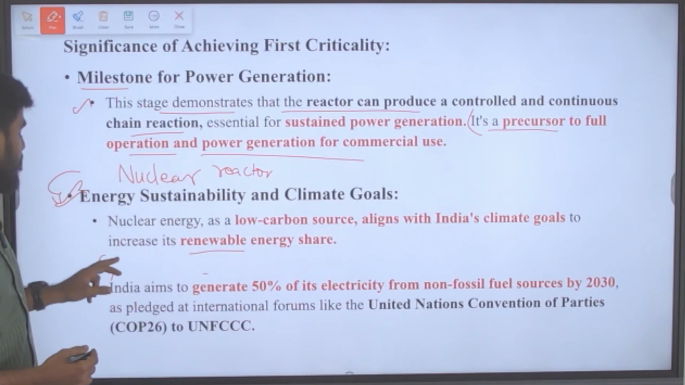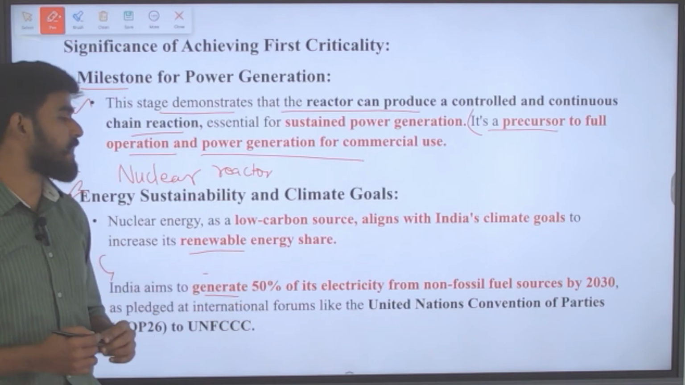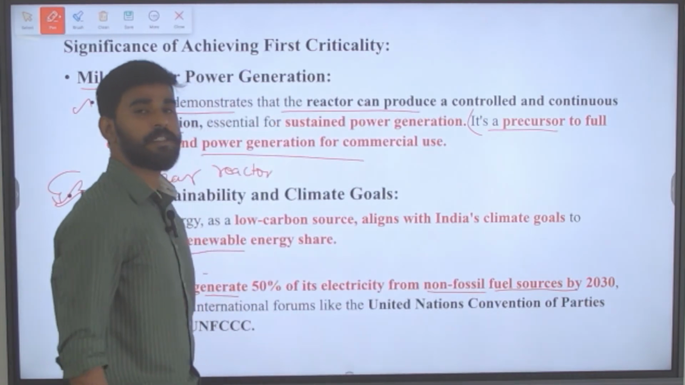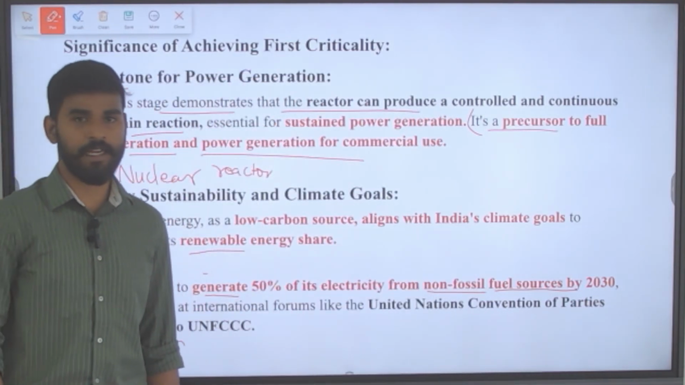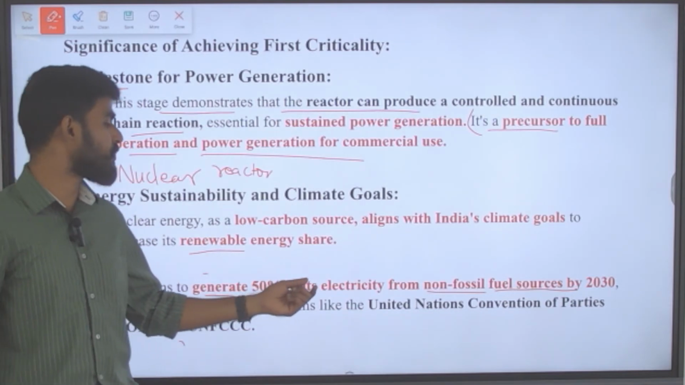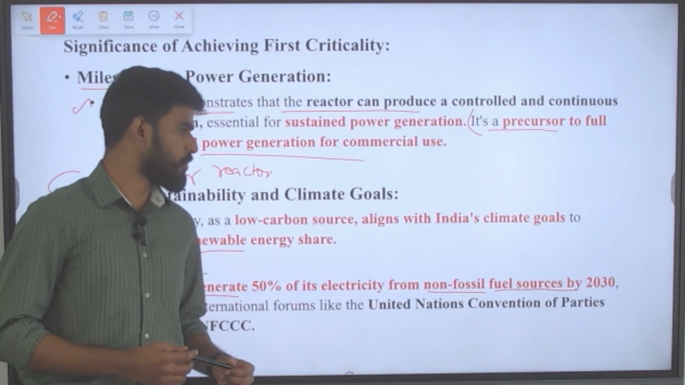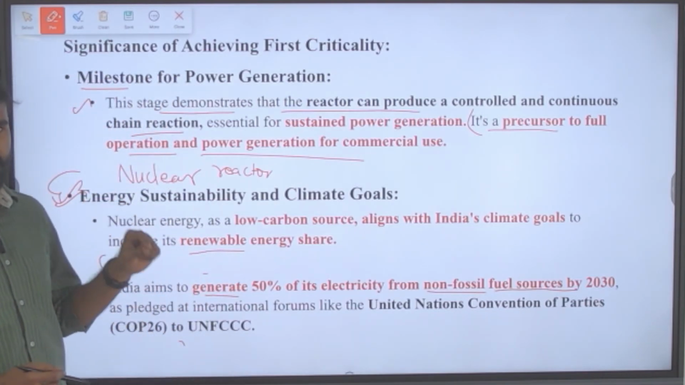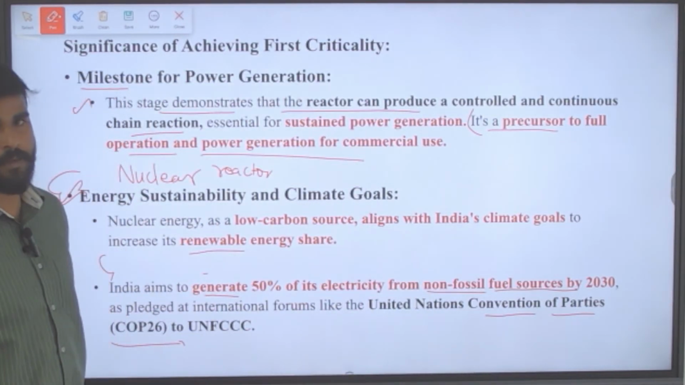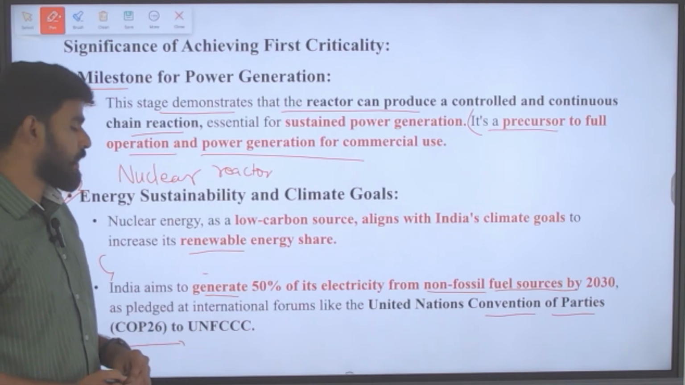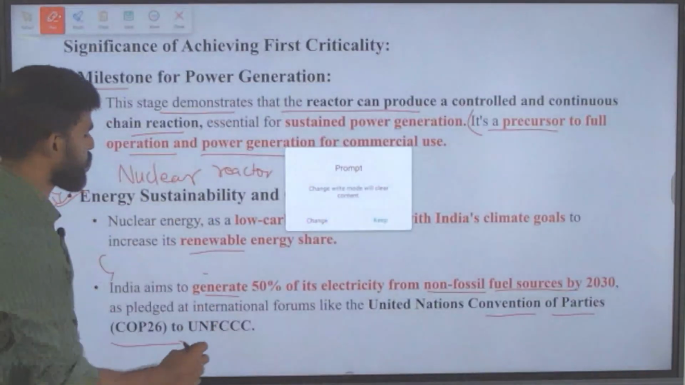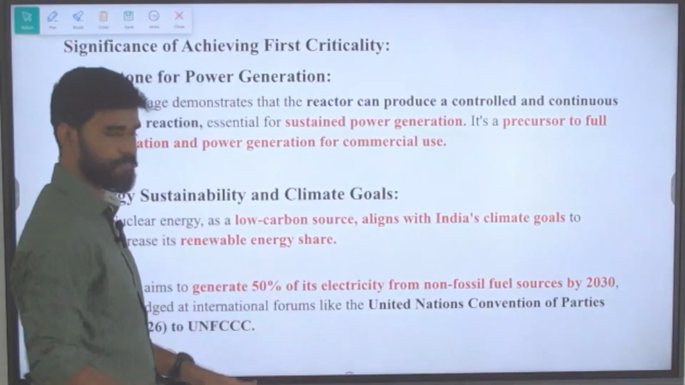What is that? India aims to generate 50% of its electricity from non-fossil fuel sources. At present, we are heavily dependent on fossil fuel sources for electricity. But we have this target, to generate 50% of its electricity from non-fossil fuel sources by the year 2030, and this target was fixed during the COP, Conference of Parties meeting 26 in UNFCCC, which happened in Glasgow in the year 2001.